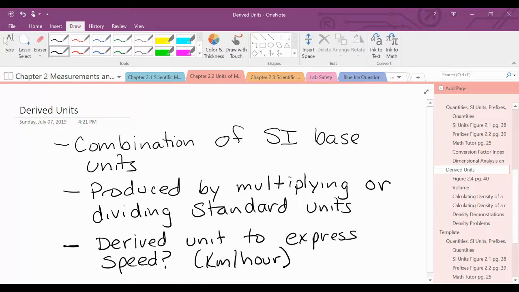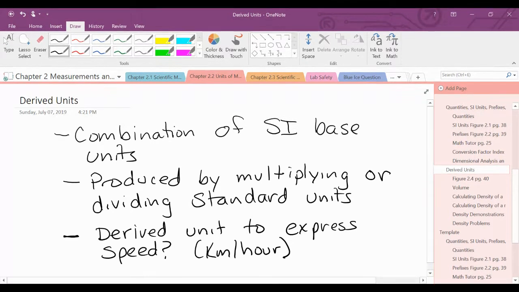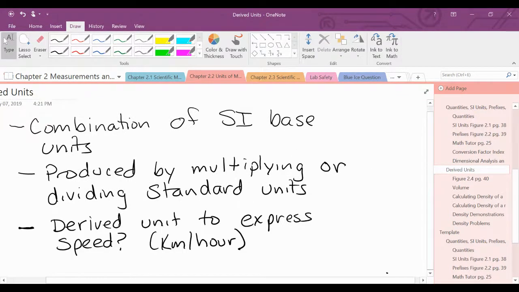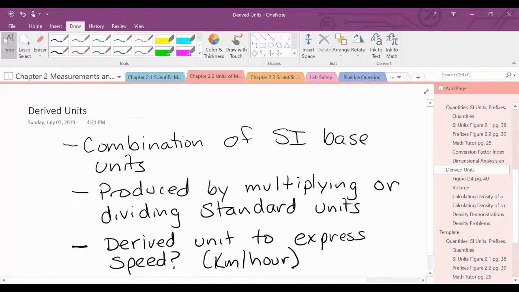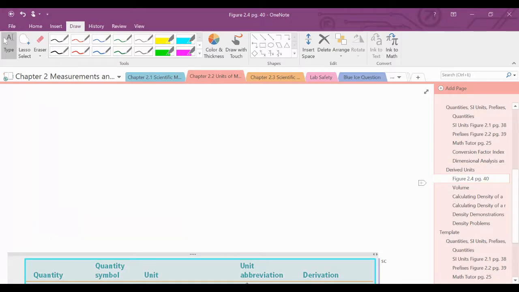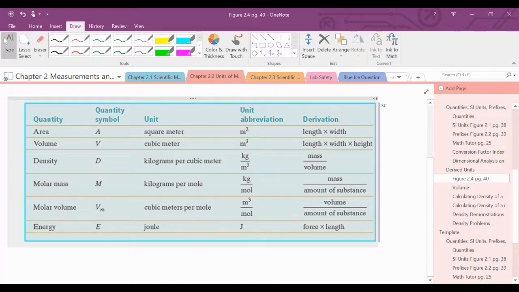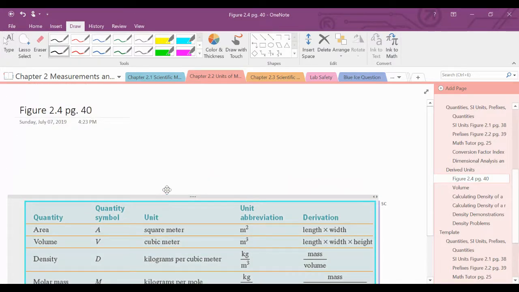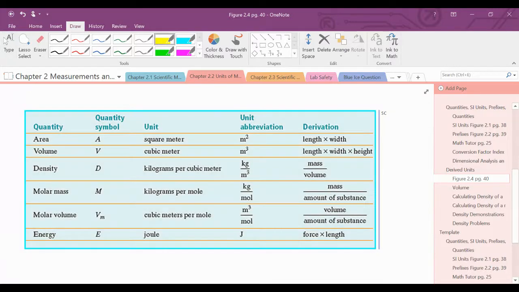And so let's look at a table from our book. Oh, it should be down here. Where did it go? Oh, sorry, next page. We'll look at some derived units that are in your book on page 40, figure 2.4. This table gives us the quantity, the symbol, the unit, and the abbreviation, and how it's derived, how it's multiplied or divided to get that unit.